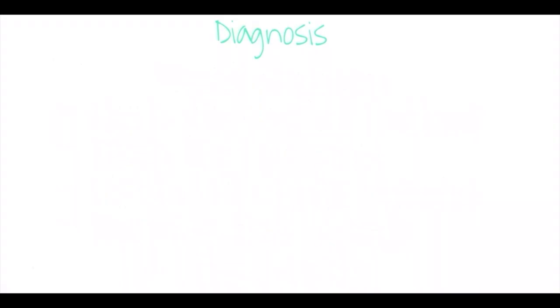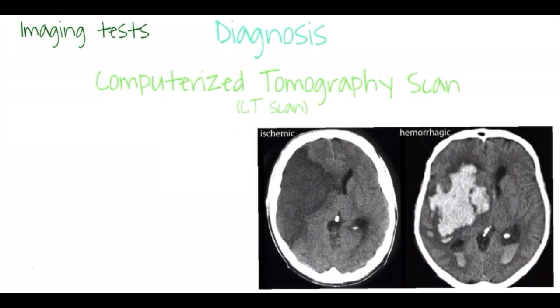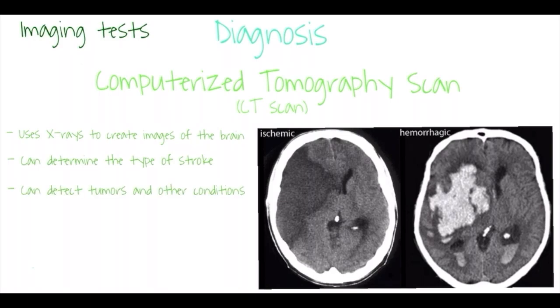However, even if the physical symptoms of a stroke are obvious, imaging tests should be done to determine which part of the brain has been affected and the type and severity of the stroke. The first type of imaging test that can be done is a computerized tomography scan, more commonly known as a CT scan. This type of brain scan uses a series of X-rays to create a detailed 3D image of your brain. The image can usually determine whether you have had an ischemic or hemorrhagic stroke, tumors, and any other conditions within the brain.